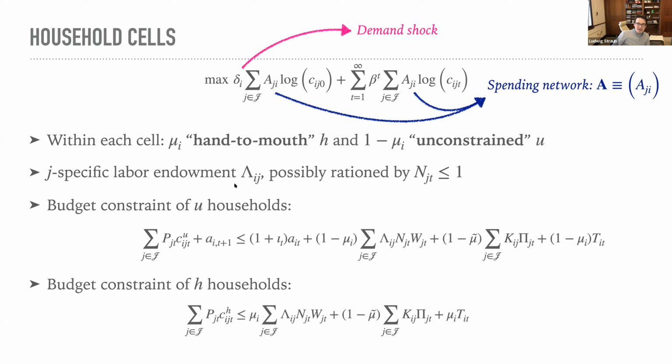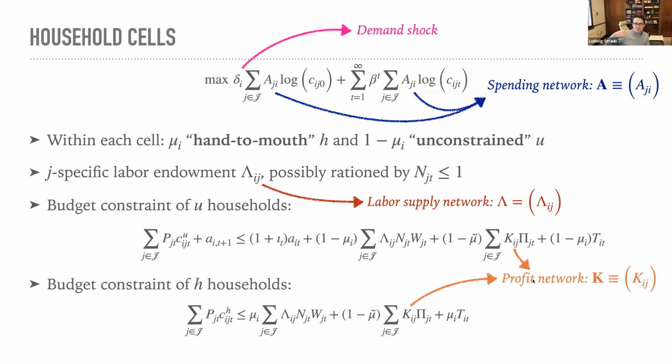We assume that they all have a firm cell specific labor endowment, lambda, and that's given by the labor supply network that tells us to which firm cells these households are supplying their labor. This can potentially be rationed, as I'll explain in a second, when there is too little demand for a given firm cell's products. I'm not going to walk you through exactly the budget constraint here, but let me just highlight that profits are flowing into the budget constraint in line with the profit network. And we're also allowing for transfers from the government to those households.